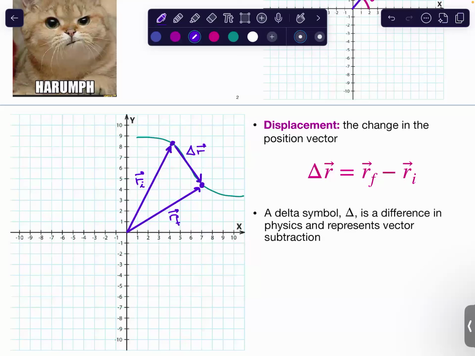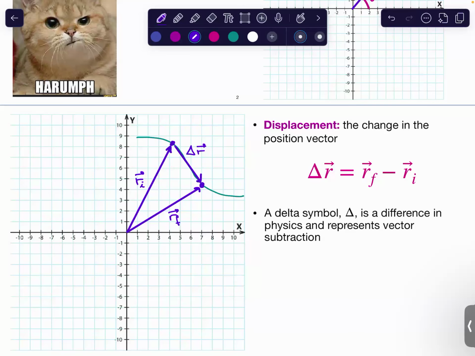Now, let's talk about what we mean by displacement versus distance. Your displacement, your delta R, is always going to be a vector subtraction: your R final minus your R initial. If you remember how you add vectors, you add the X components and add the Y components. Subtraction is the same way. You subtract the X components, you subtract the Y components, and you get your new vector, your delta R.